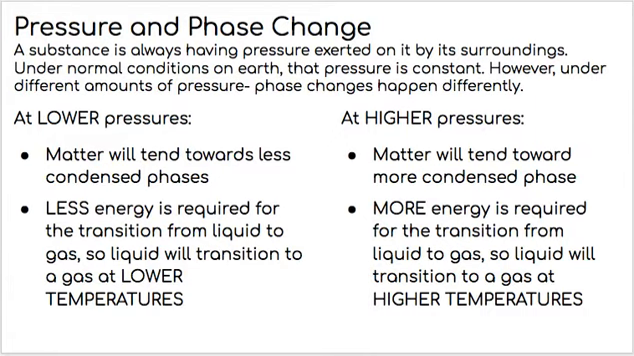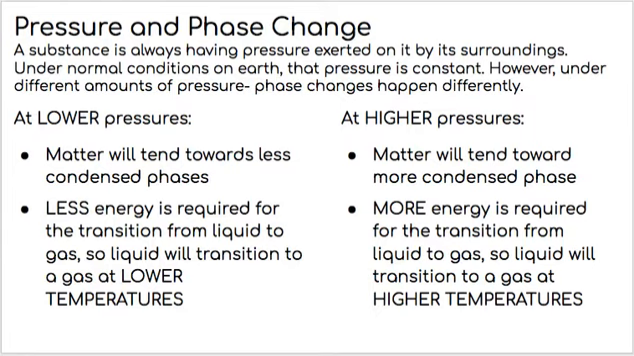Finally, we are going to talk about how pressure relates to phase changes. So you may not know this, but no matter where you are on Earth or anywhere, a substance always has pressure being exerted on it by its surroundings. So in our case, on Earth on a regular day, that's the atmospheric pressure from the atmosphere surrounding us. So we always are having pressure exerted upon us by our surroundings. So normally on Earth, that pressure is constant. It doesn't change. It's actually called atmospheric pressure, and it's a constant value.